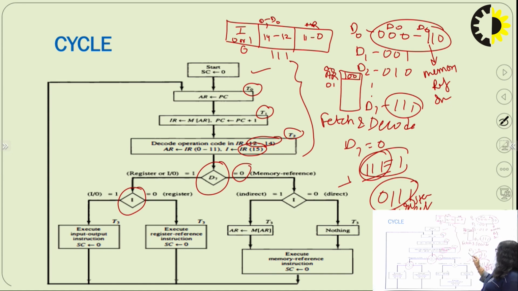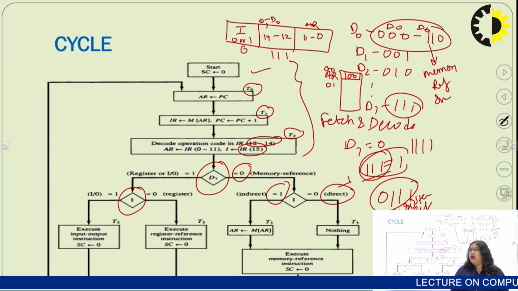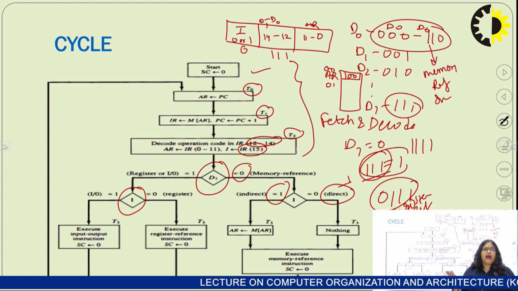When it is 4 times 1, 1, 2, 3, 4, 4 times 1, it is defined as the input output reference instruction. Now when D7 is 0, it is known as the memory reference instruction, but this is also divided into 2 parts with respect to the ith bit, either 0 or 1. When I is 0, it is known as the direct memory reference instruction. When I equals 1, it is known as the indirect memory reference instruction. So D7 is high or D7 is low. When D7 is low, it is a memory reference instruction.